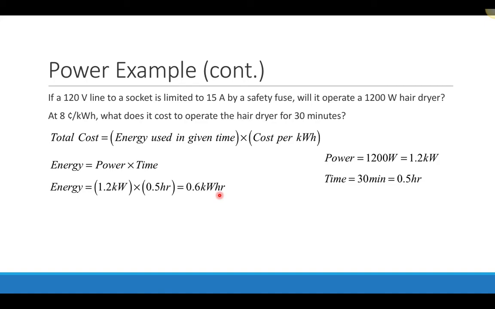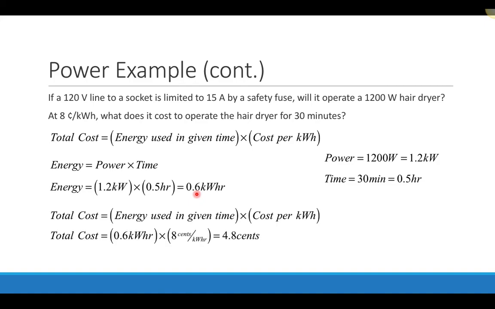And I want to know how much it costs. I have not even used 1 kilowatt hour. If I used 1 kilowatt hour, it would cost 8 cents. So it's going to be less than 8 cents to run that hairdryer for 30 minutes. So the total cost is the energy that's used, 0.6 kilowatt hours, multiplied by the cost per kilowatt hour, which is 8 cents per kilowatt hour. And 0.6 times 8 is 4.8 cents. So for me to run that hairdryer for 30 minutes, it would cost 4.8 cents.